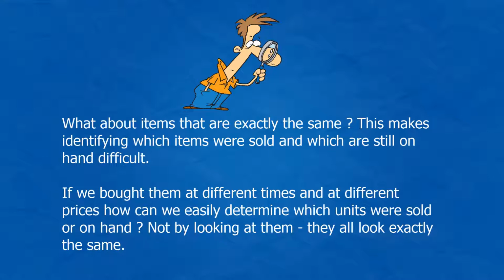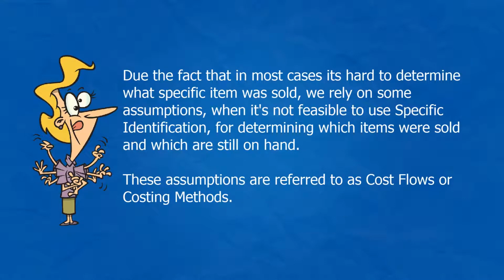What about items that are exactly the same? This makes identifying which items were sold and which are still on hand difficult. If we bought them at different times and at different prices, how can we easily determine which units were sold or on hand? Not by looking at them, they all look exactly the same. Due to the fact that in most cases it's hard to determine what specific item was sold, we rely on some assumptions, when it's not feasible to use specific identification, for determining which items were sold and which are still on hand. These assumptions are referred to as cost flows or costing methods.